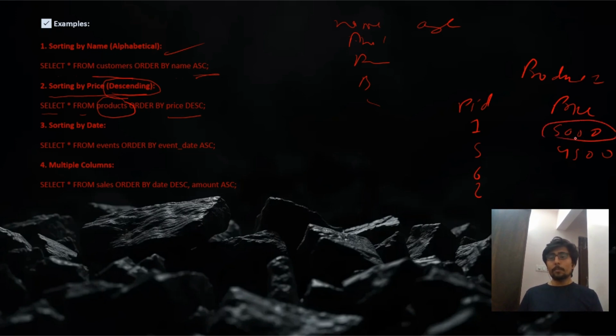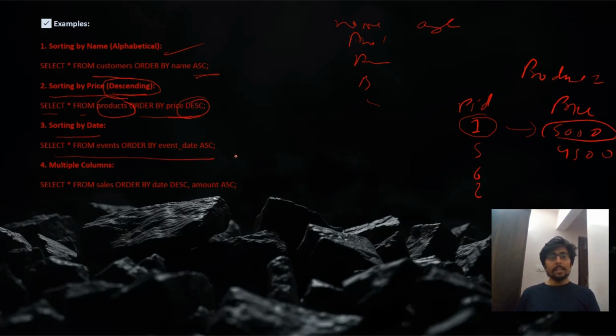It means the highest price will come on top. So the product with product id 1 has the maximum price, that's why it is on top, because we are ordering by price in descending order. It means the highest will come on top. So I think it is understandable from here.